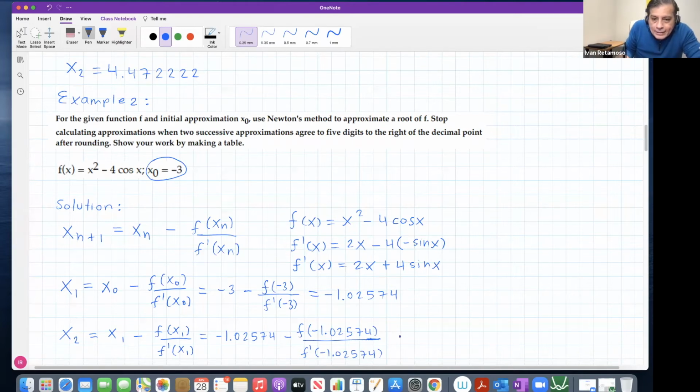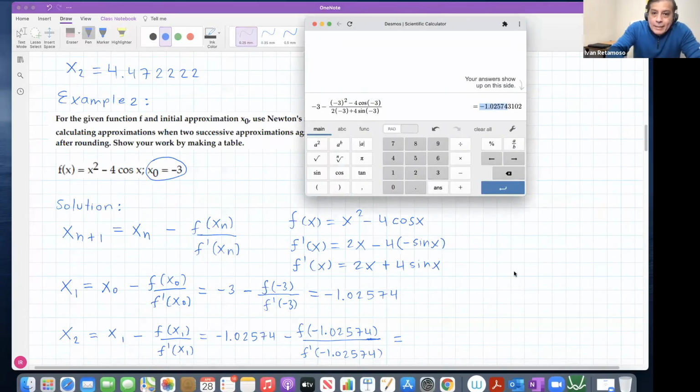Yeah, great. But what is this equal to? In order to facilitate the computation, remember I kept these Desmos computations. Why did you keep it, Professor? Because I did this computation with the input value -3. I gotta do this again, but now with this new input value. So I simply replace this -3 with minus 1.02574, and then I simply copy and paste.